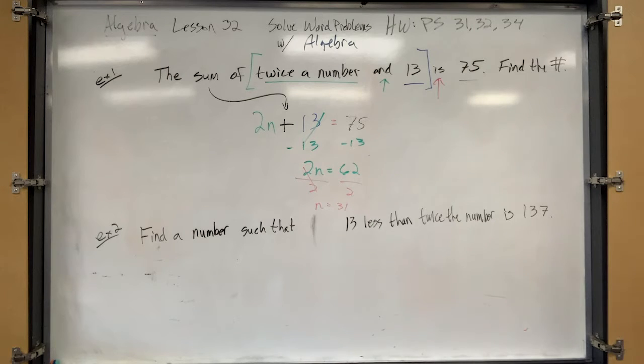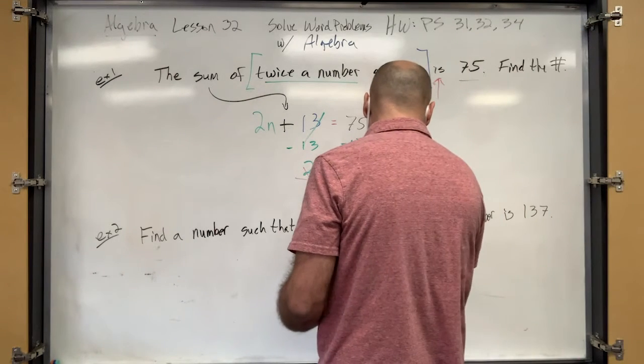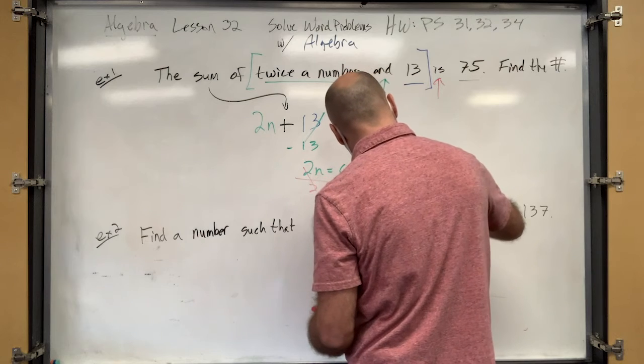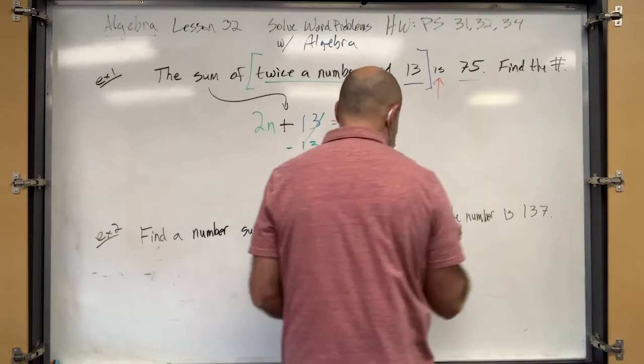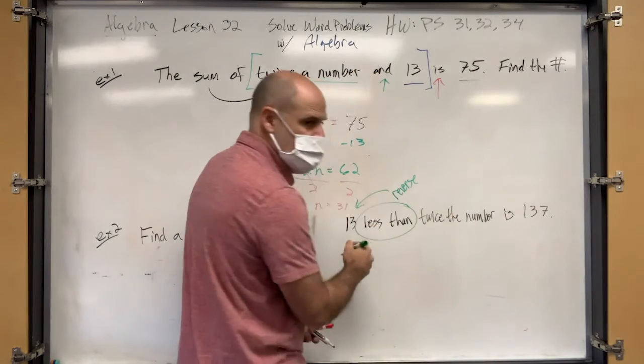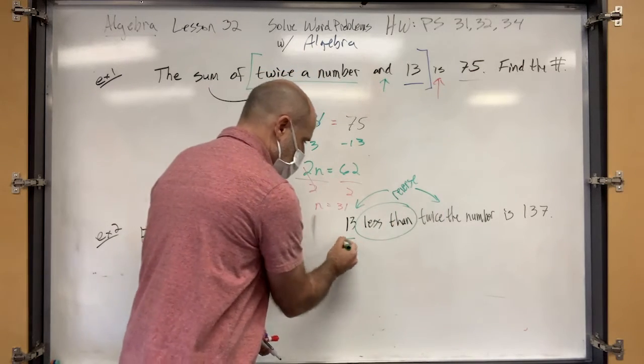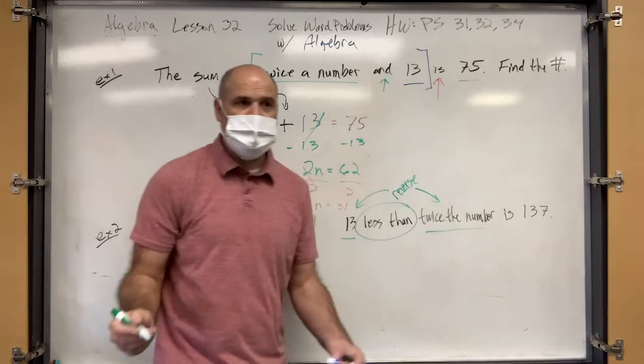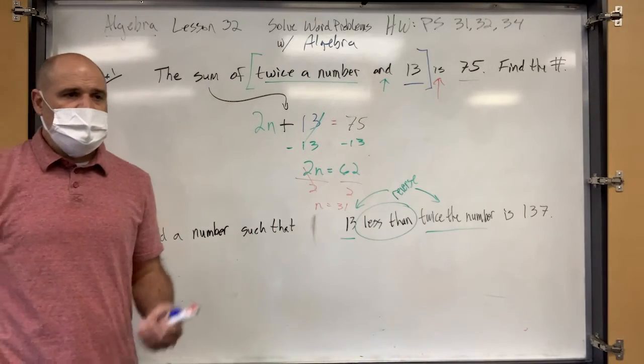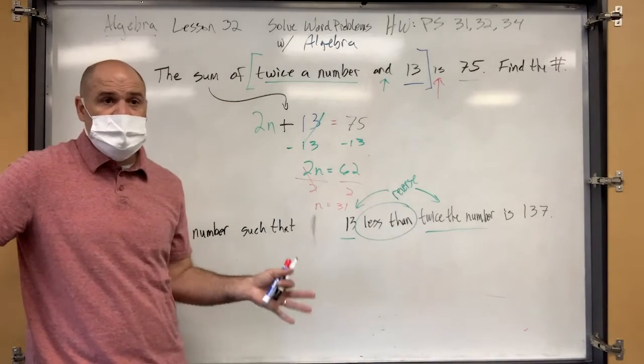Good. So this "less than," this is where you reverse. You reverse what's in front of that "less than" and what's after "less than." So you're reversing 13 and twice the number. If you get confused, you can just use normal numbers.